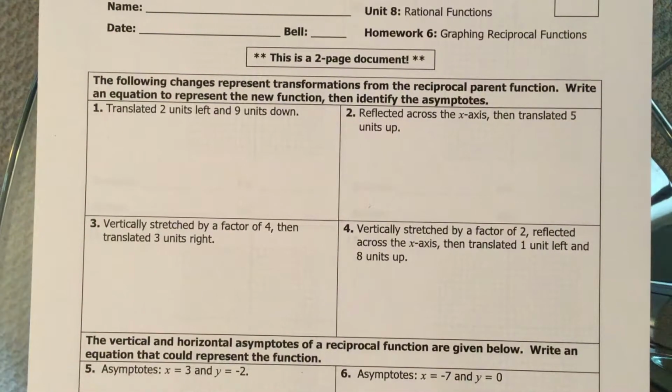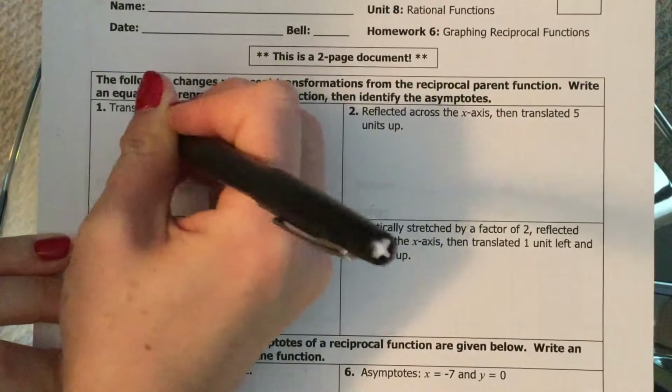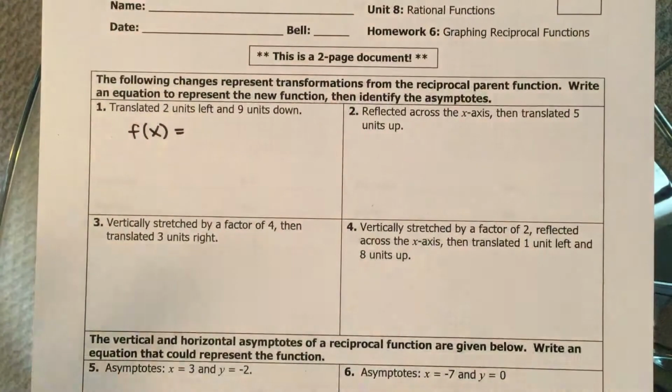Okay, homework 6 is on graphing reciprocal functions. So this top section, you're going to be creating your own function. So for every single one of these, know that we'll start off with f of x equals. So there are basically 3 different pieces of each one of these graphs.